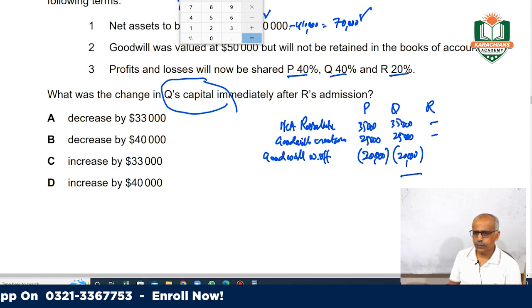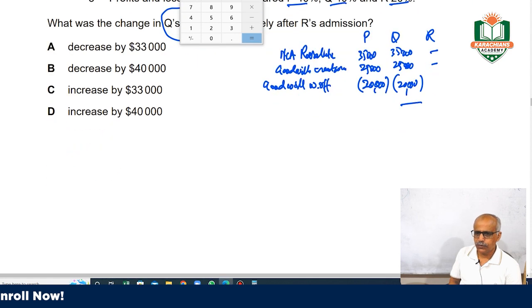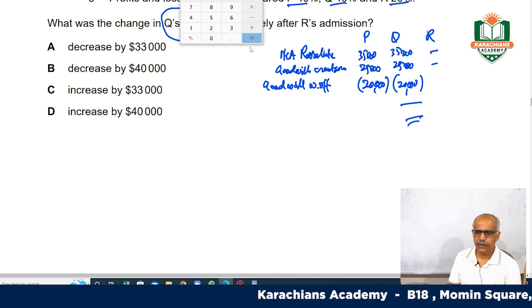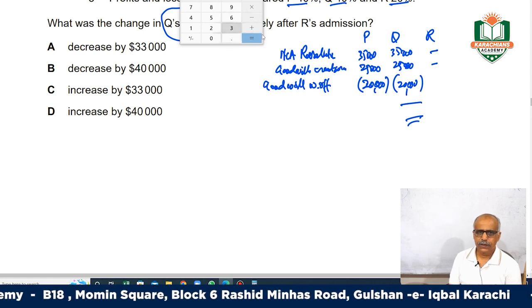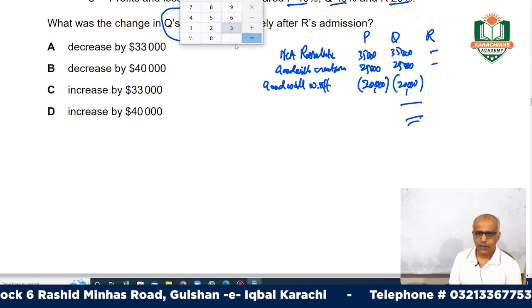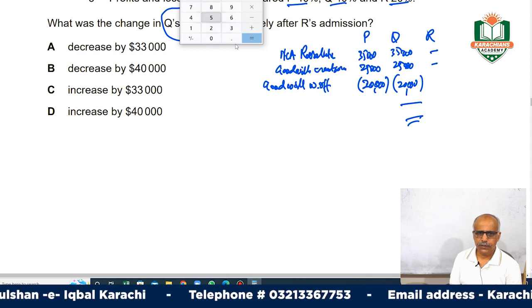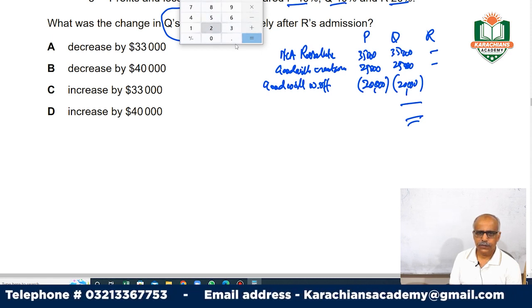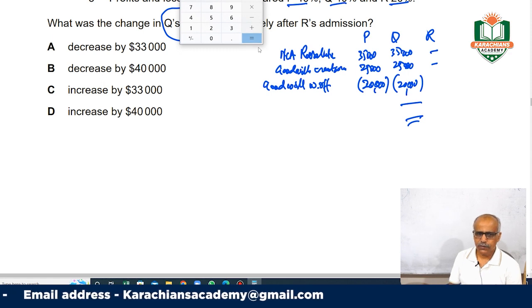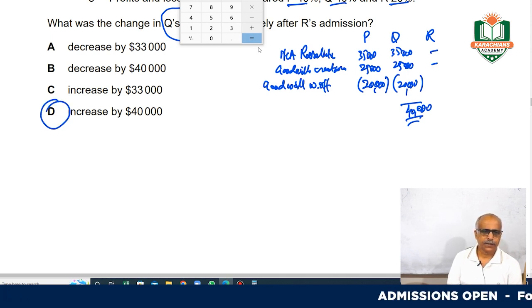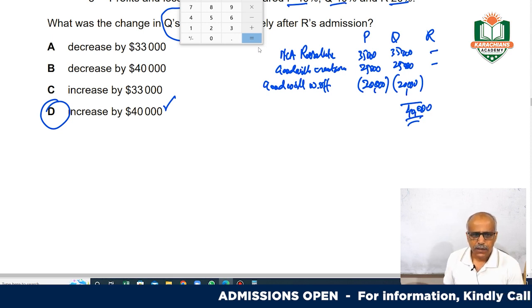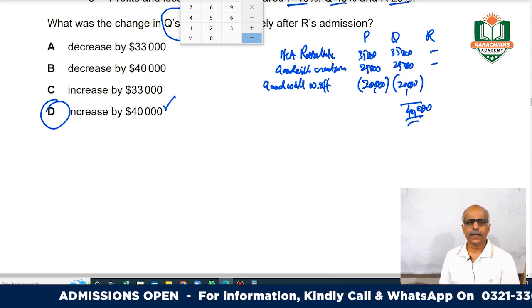So how much would you be required to show as capital of Q? He is asking for the revised capital, how much would be the increase or decrease. So we can check it, no issue. 35 plus 25 minus 20, 40,000. So Q's capital will increase by 40,000. Your answer is D.